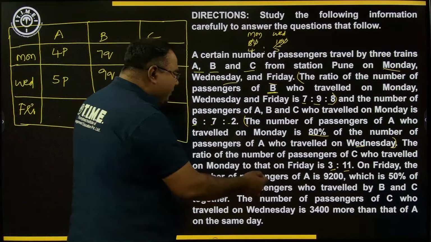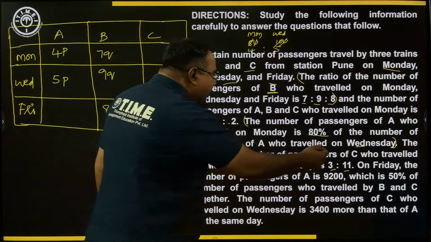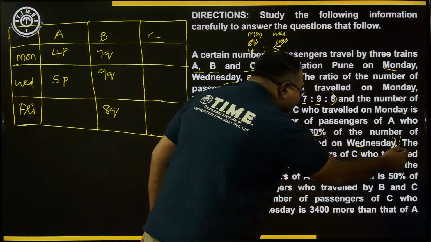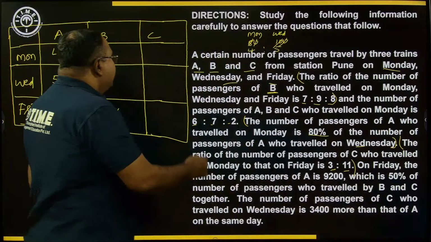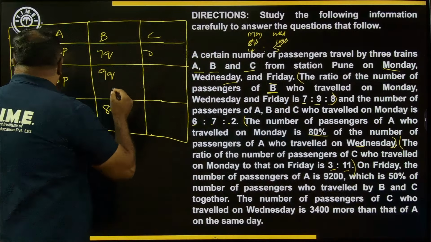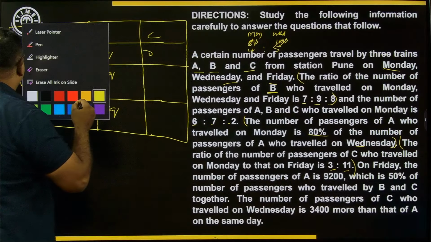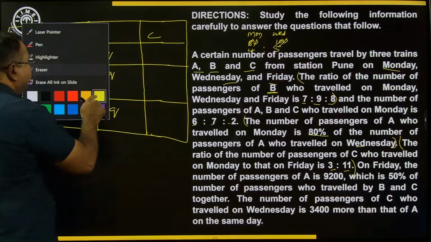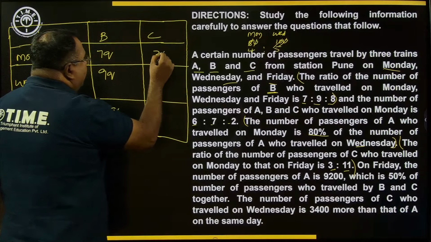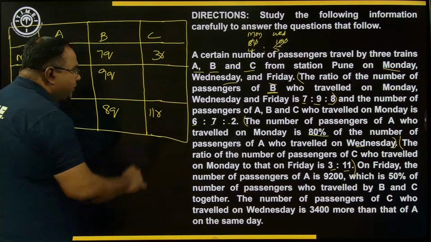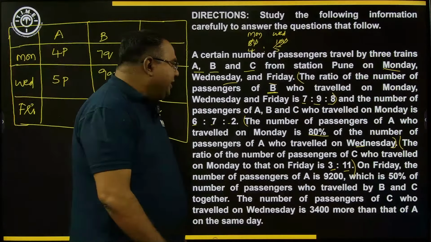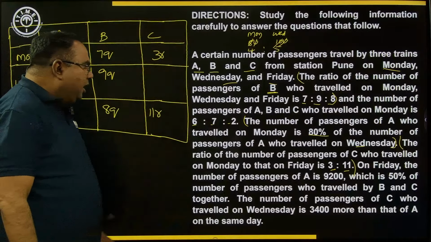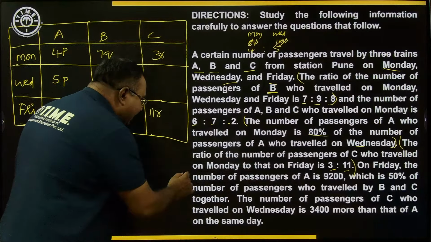Let us look at C. The ratio of number of passengers of C who traveled on Monday to Friday. This is the ratio of Monday to Friday, 3:11. So this is 3R and this is 11R. 3R, 3:11. So 3R is to 11R. Right? Then I'll come back to this information a little later.